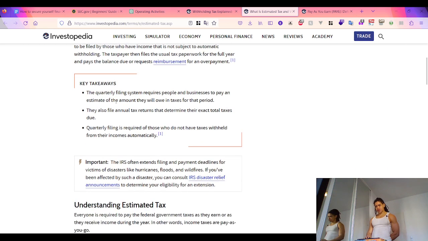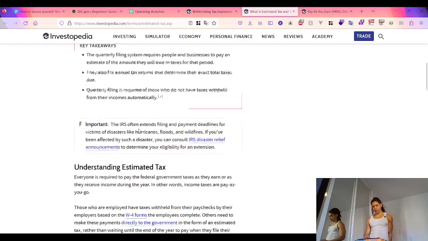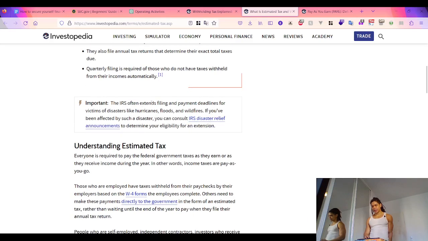The quarterly filing system requires people and businesses to pay an estimate of the amount they will owe in taxes for the period. They also file annual tax returns that determine their exact total tax due. Quarterly filing is required for those who do not have tax withheld from their income automatically. The IRS often extends filing and payment deadlines for victims of disasters like hurricanes, floods, and wildfires. If you have been affected by such a disaster, you can consult IRS disaster relief announcements.